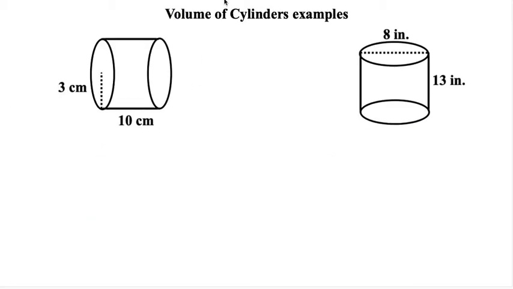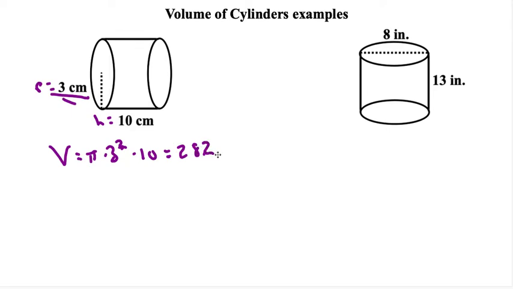So, volume of cylinders examples. In this case, this 3 centimeters is indeed the radius. We can assume that based on how it's drawn. And that makes this 10 the height, which means the volume is equal to the area of the circle, pi times 3 squared in this case, times the height, times 10. Now, rounding to the nearest tenth, that works out to 282.7. And please don't forget units, which would be centimeters cubed.